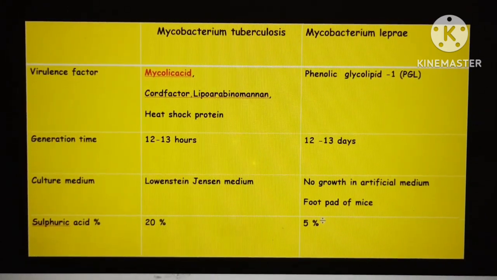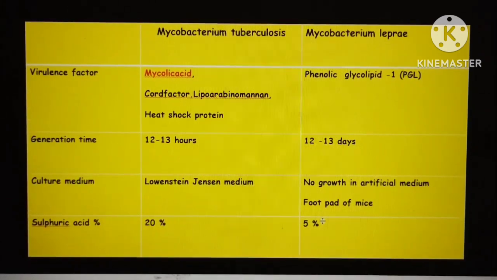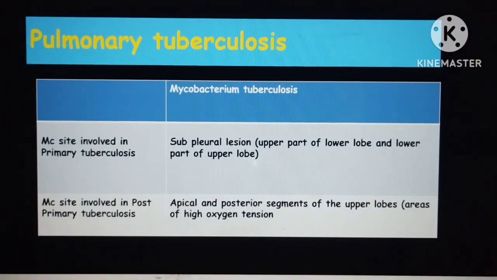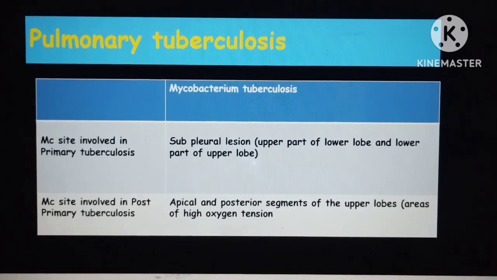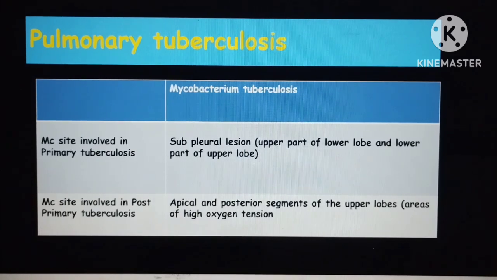Next we will be dealing with the clinical manifestations of pulmonary tuberculosis. The most common site involved in primary tuberculosis is the subpleural lesion, usually present in the upper part of the lower lobe and the lower part of the upper lobe. Whereas in post-primary tuberculosis, it usually affects the apical and posterior segment of the upper lobe, because there is availability of high oxygen levels.